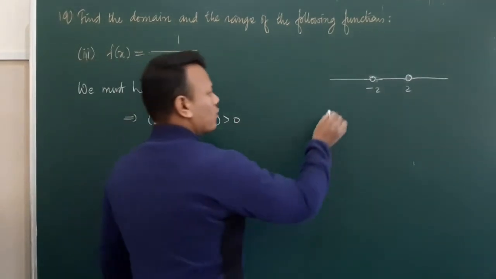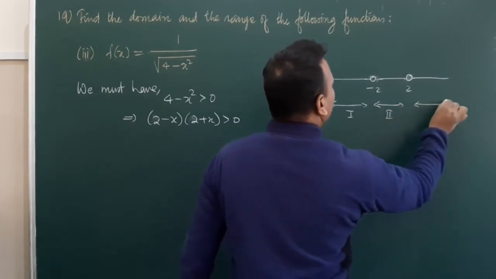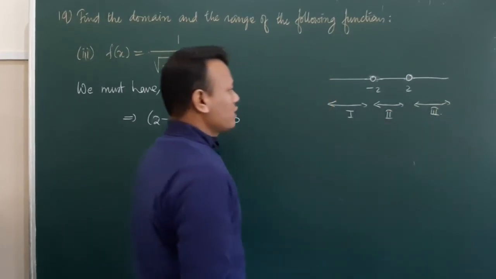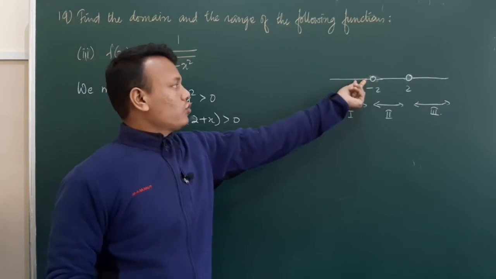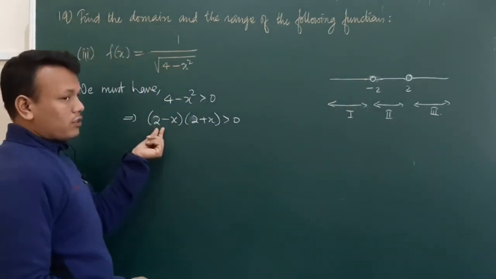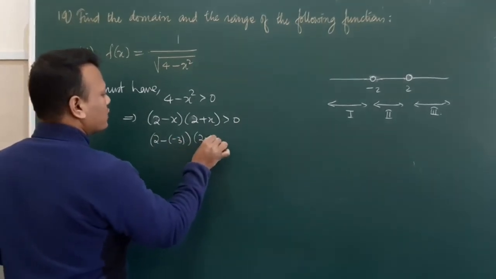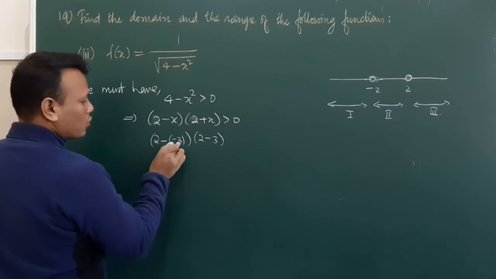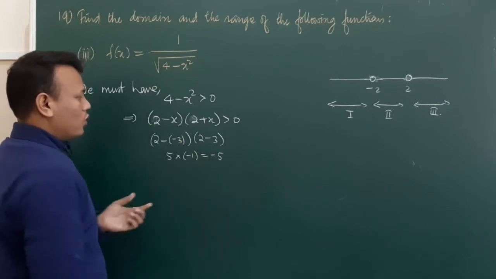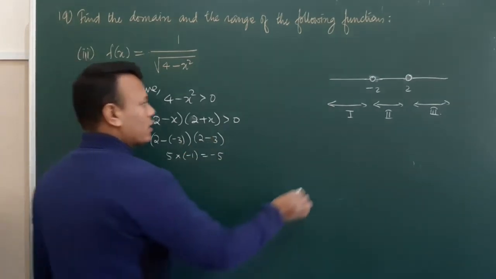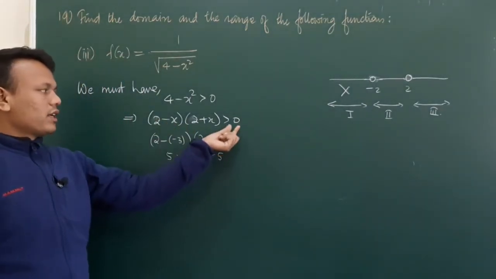Now again we have got 3 regions out here. This is my region 1, this is my region 2 and region 3. Now let's choose any number from region 1, for example, minus 3. If I choose minus 3, then see here carefully, this becomes 2 minus of minus 3, that is 2 plus 3, which is 5, and this becomes minus 1, so this is minus 5. So region 1 cannot be chosen because this product is becoming negative, but this has to be positive.